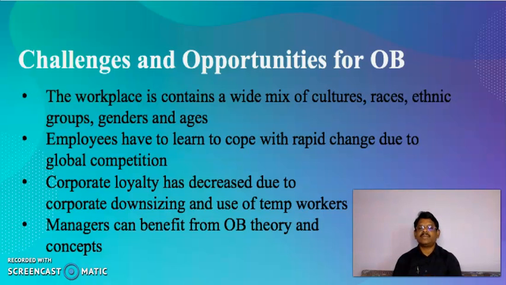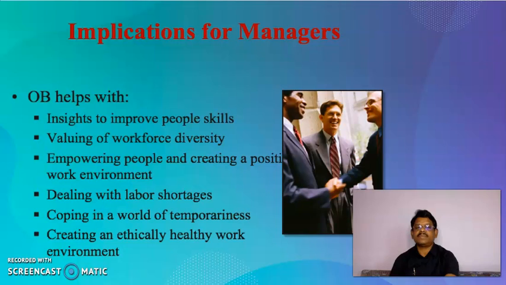Then managers can benefit from OB theory and concepts. This knowledge will be useful to overcome all the differences and diversities at the workplace, to develop a common work culture and common ethical practices at the workplace. In this direction, if you just see the implications for managers.